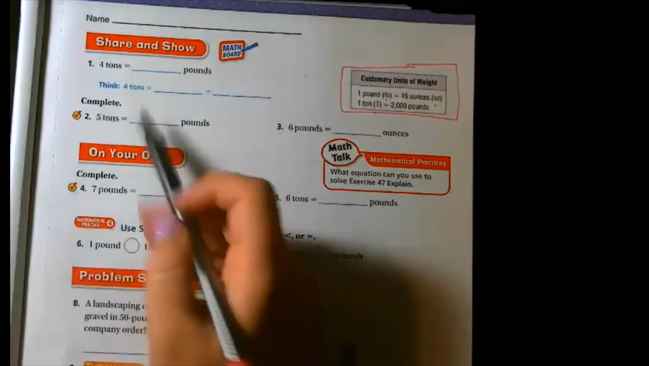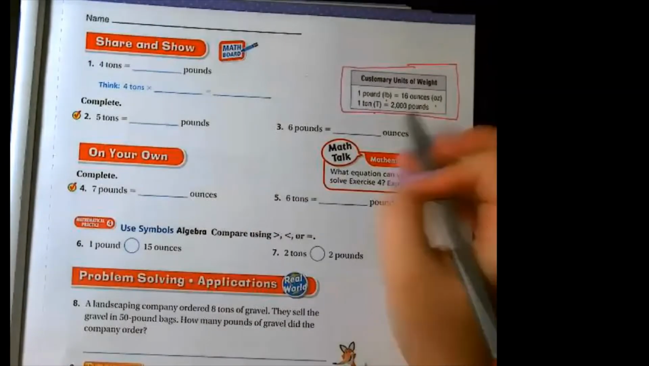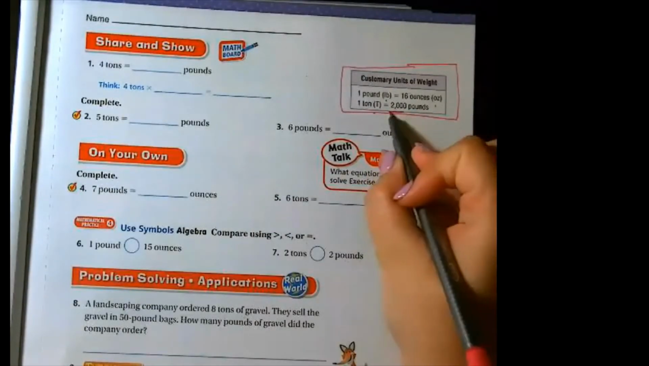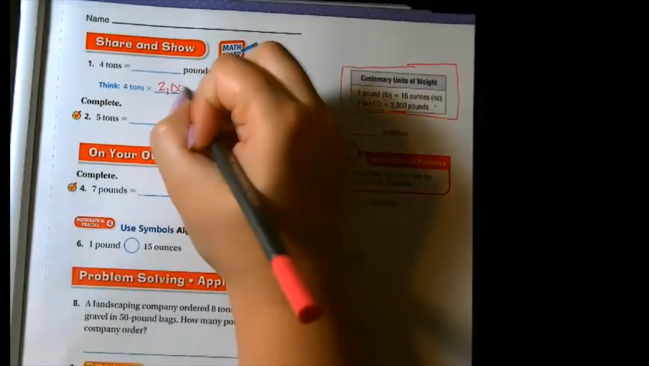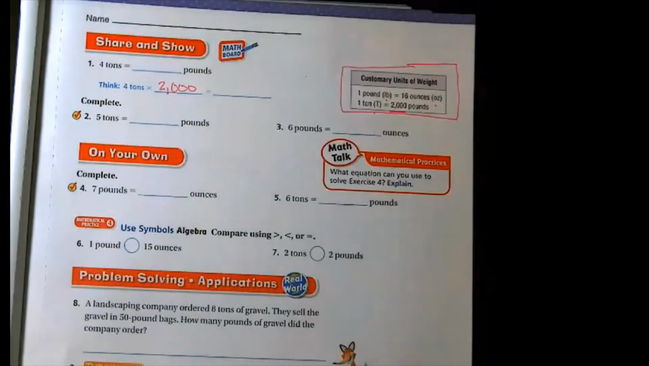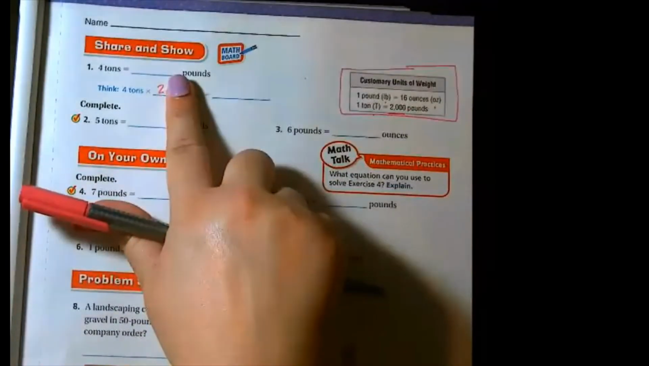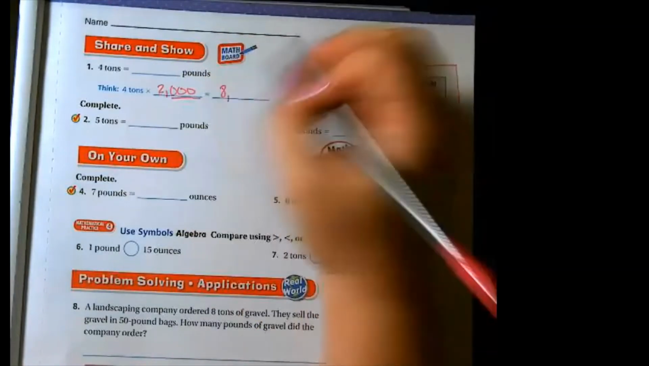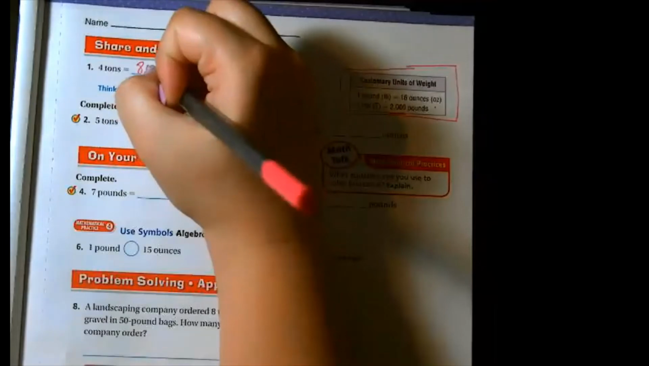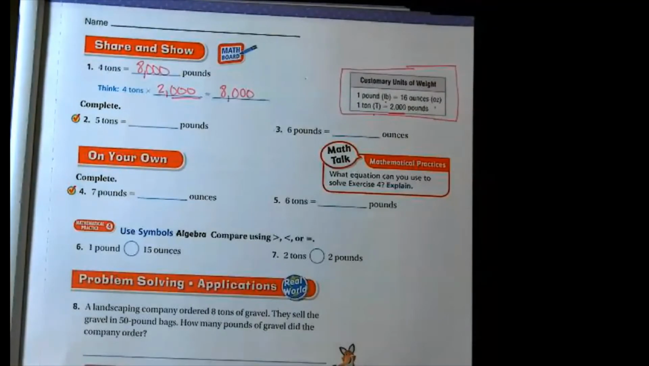So I would be thinking in my head, 4 tons, I need to multiply by however many pounds make up 1 ton, which is 2,000. So I need to do 4 tons times 2,000. I would cover up those zeros, and I would do 4 times 2 is 8. And then I have 3 zeros in my problem, so I need 3 zeros in my answer. So 4 tons equals 8,000 pounds.